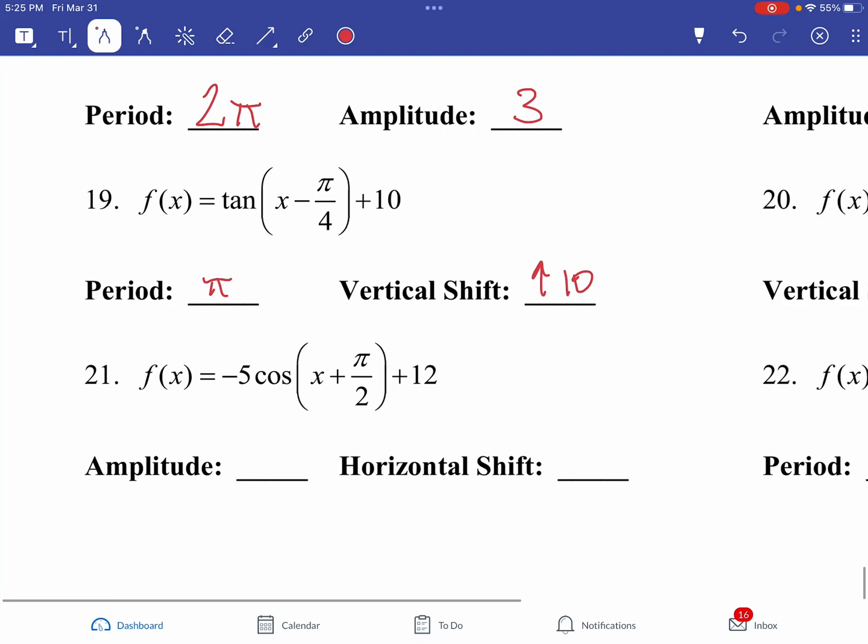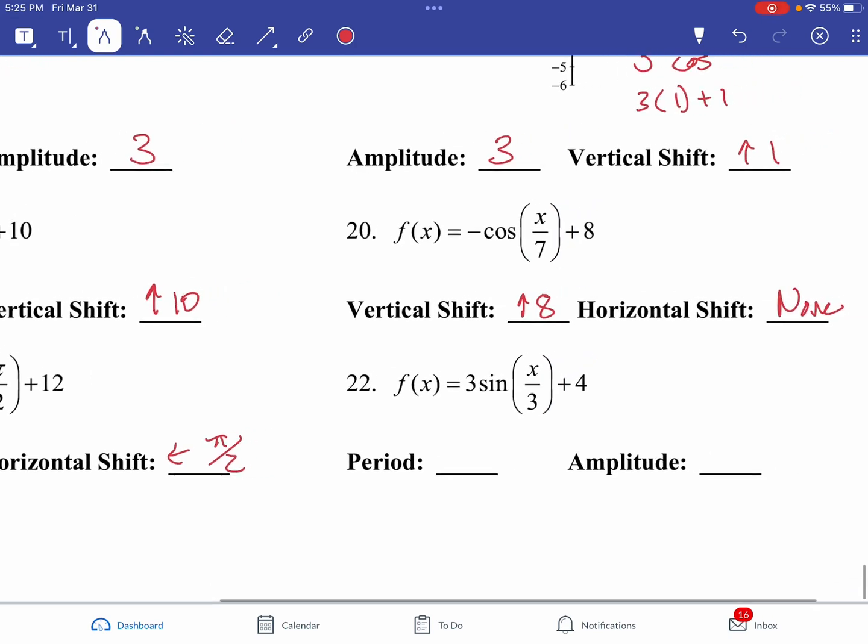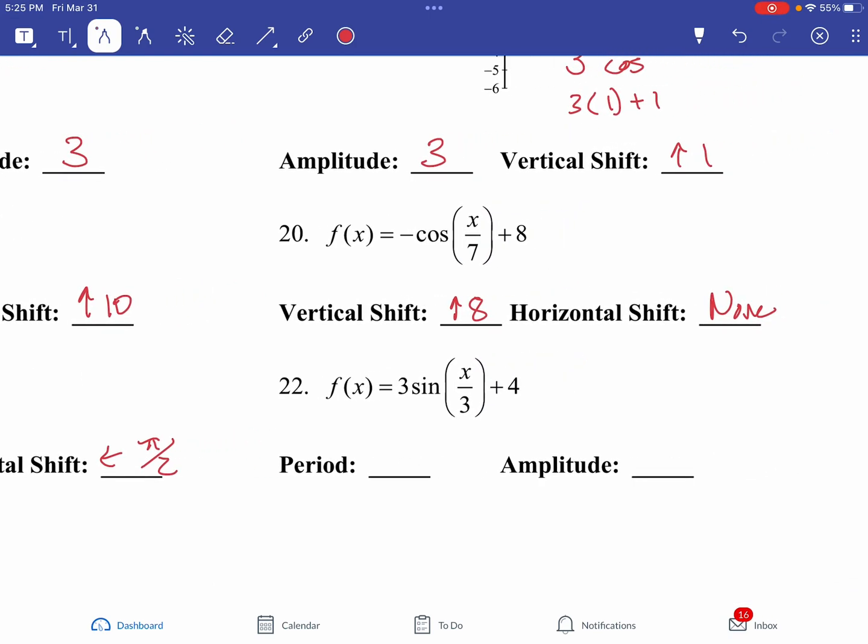Next, the amplitude. It says negative 5, but the amplitude is always positive, so it's going to be positive 5. Horizontal shift is on the inside of the function. Since it's plus pi over 2, it's going to go to the left by pi over 2. And last but not least, the period. So here's the sine function. The period of sine is going to be 2 pi, but we're dividing the x term by 3. So x divided by 3 equals 2 pi. Multiply both sides by 3. 6 pi is your period.